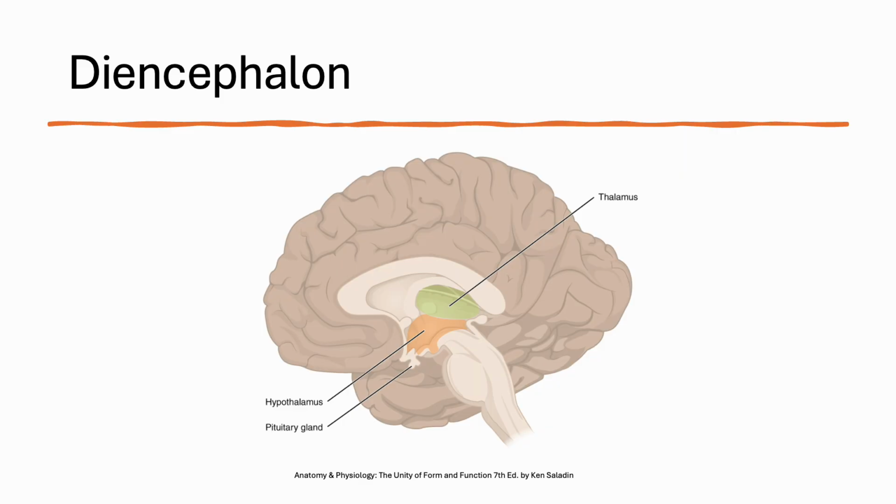The next part I'm going to talk about is the diencephalon, and this is the connection between the cerebrum and the rest of the nervous system. And this is located deep beneath the cerebrum. It has two major regions, and that is the thalamus, which we can see right here, this green area, and the hypothalamus, right down in here.